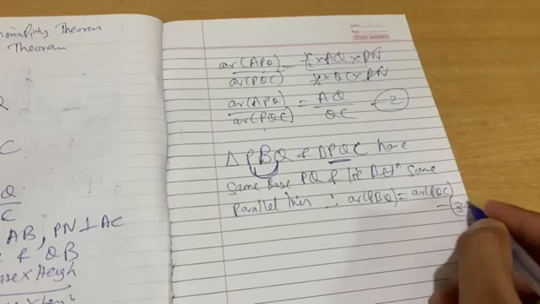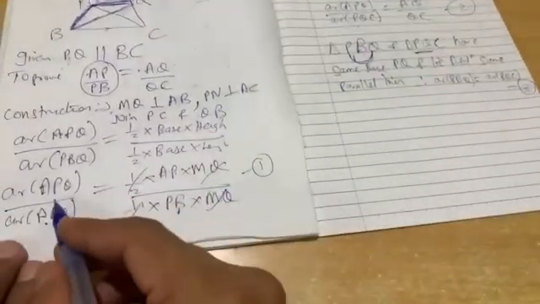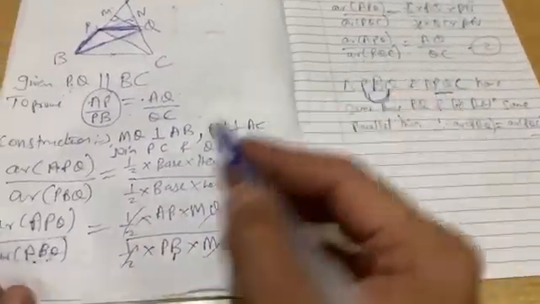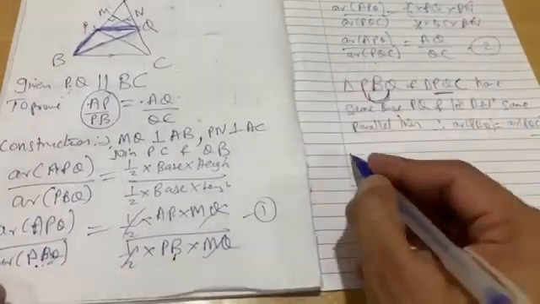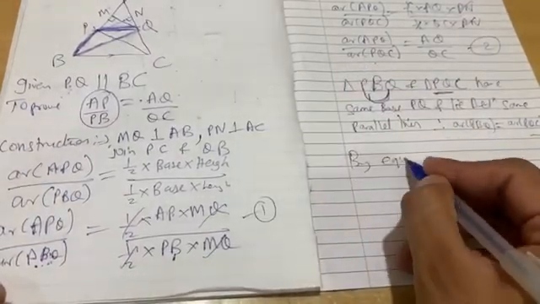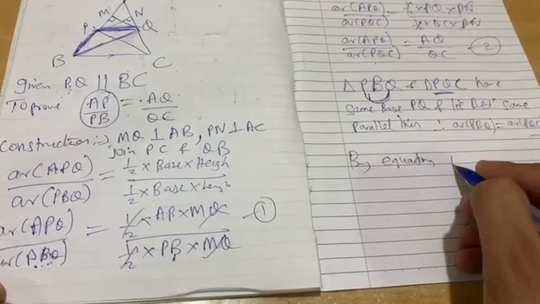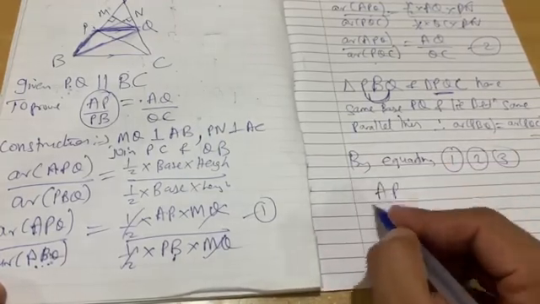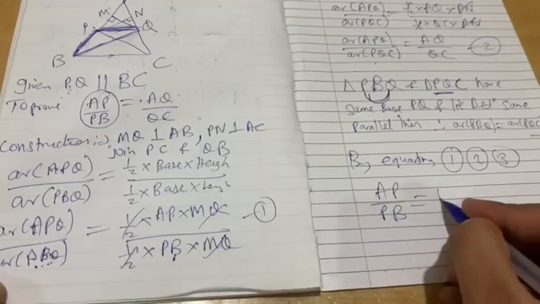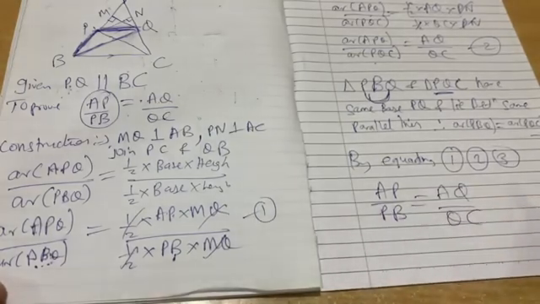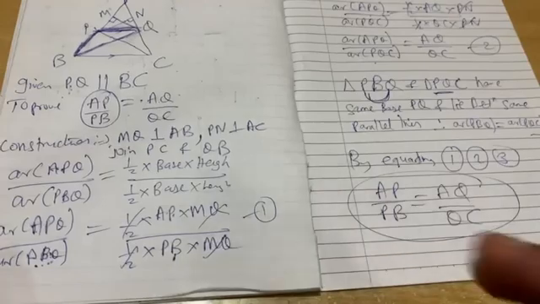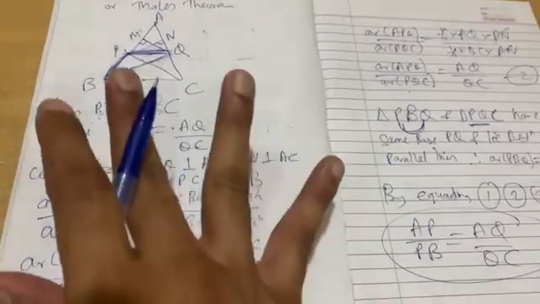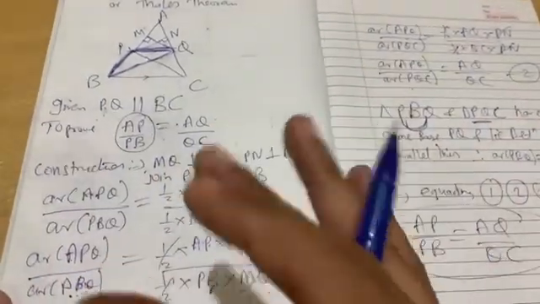So we have got the answer now, because we have made this base also equal. These two also are equal, PBQ equal to PQC. So by equating 1, 2 and 3, we can say our answer is AP upon PB will be equal to AQ upon QC. Very important theorem. Just see the format of how it should be done.